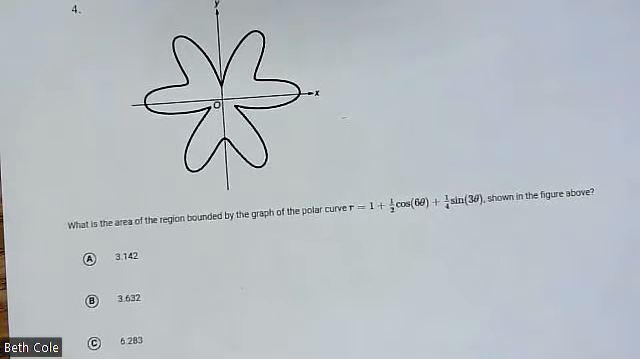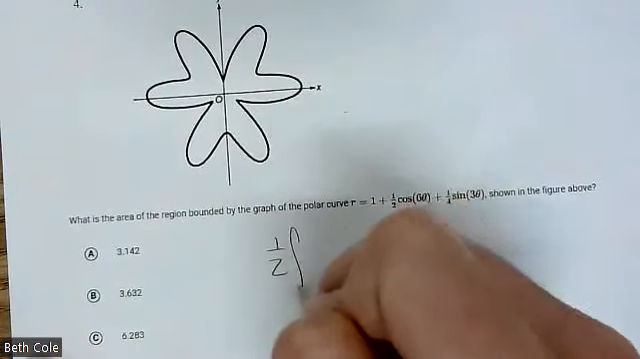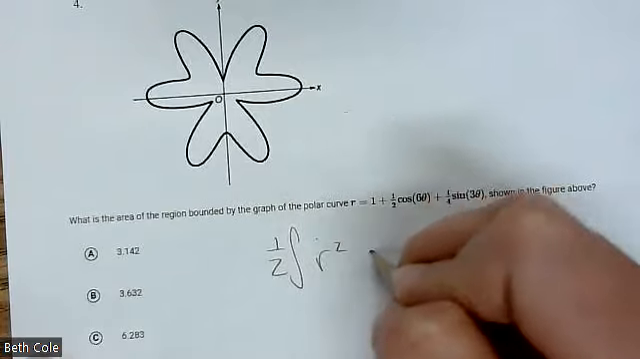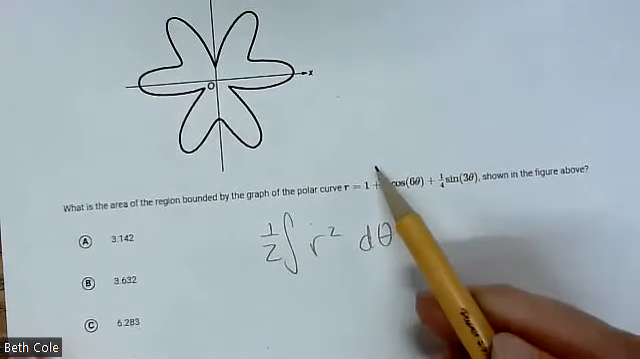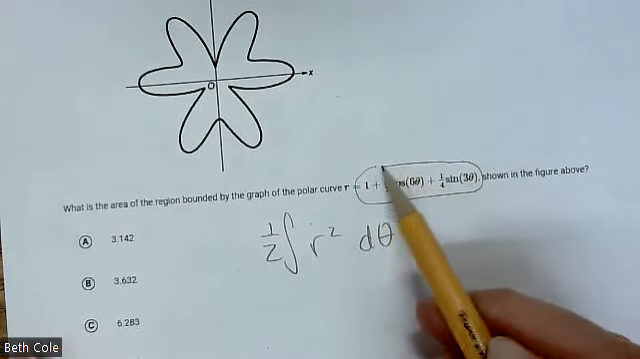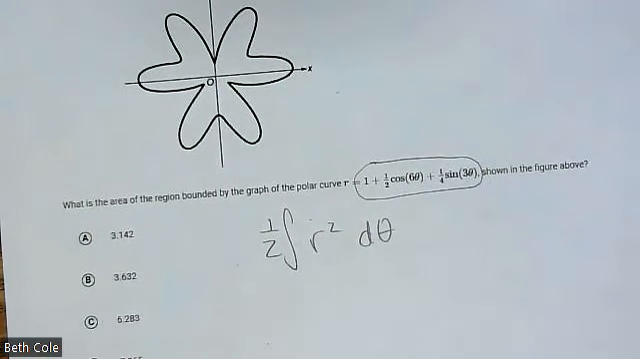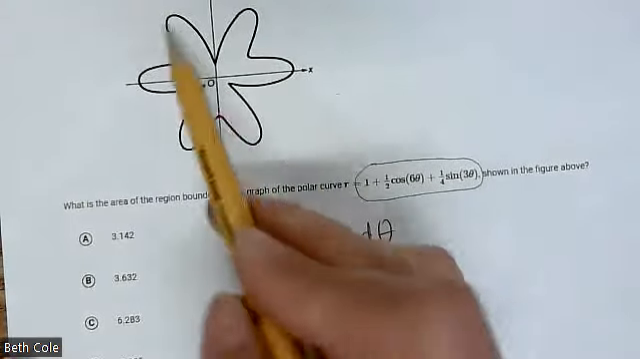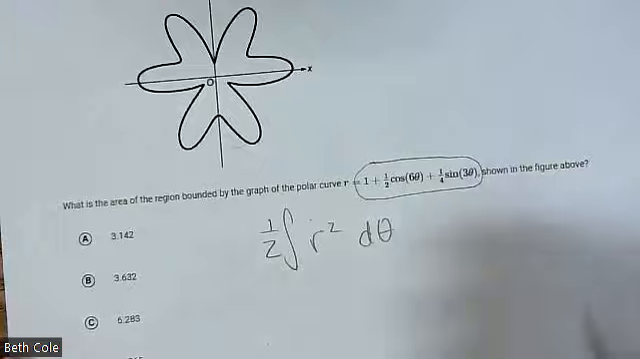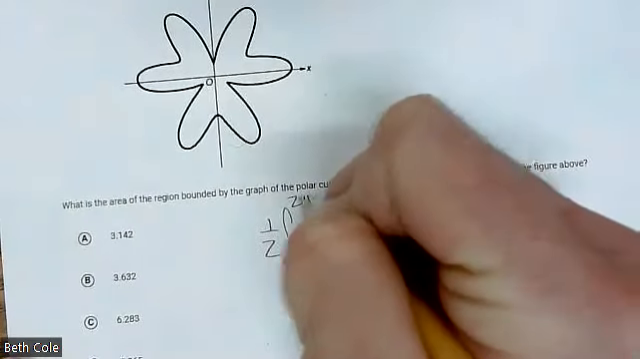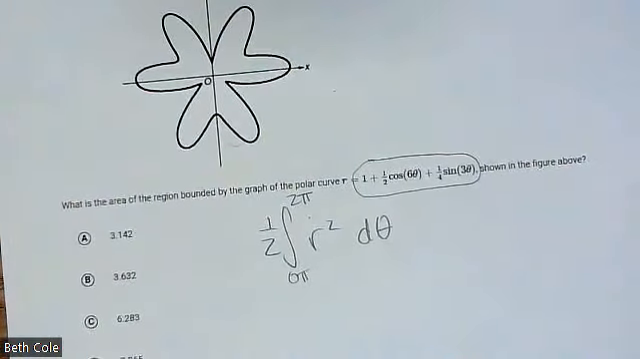Cool. So 1/2 integral, and I'm just going to write r squared d theta. R is this thing. I'm not recopying that. I would just write r squared d theta. And then what are your boundaries? What do you think, if we want the area of this whole thing? Good. Why is it 0 to 2 pi? All the way around. Have fun typing it in, guys.